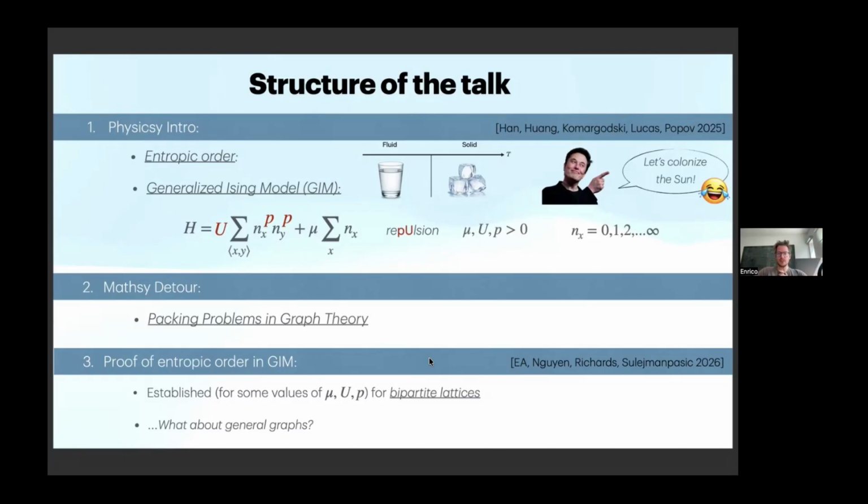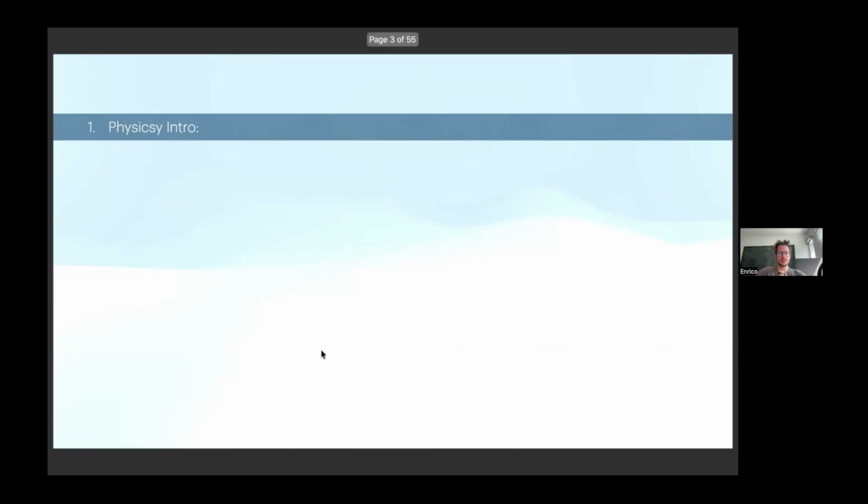So if the structure of the talk is clear, let's start with the physics intro.